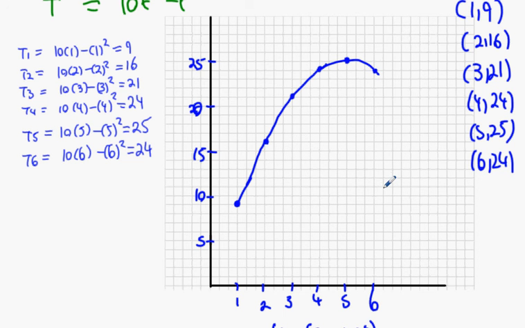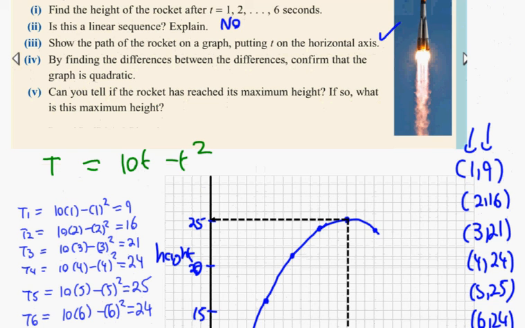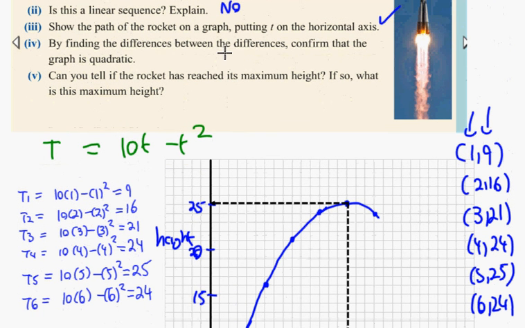Not too bad. Now, what is the maximum height the rocket reaches? If this axis is height and this axis is time, what is the maximum height it reaches? How do you know that? The peak of the graph, it hits it at 25, and how many seconds did that occur after? There, we'll go again with that one. 5 seconds, 25 meters tall. That makes sense? Okay. By finding the difference between the differences, confirm that the graph is quadratic.